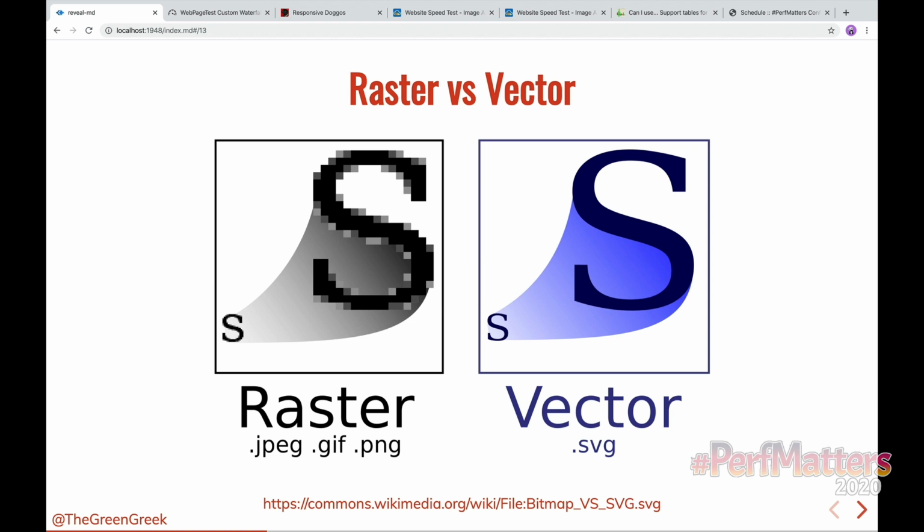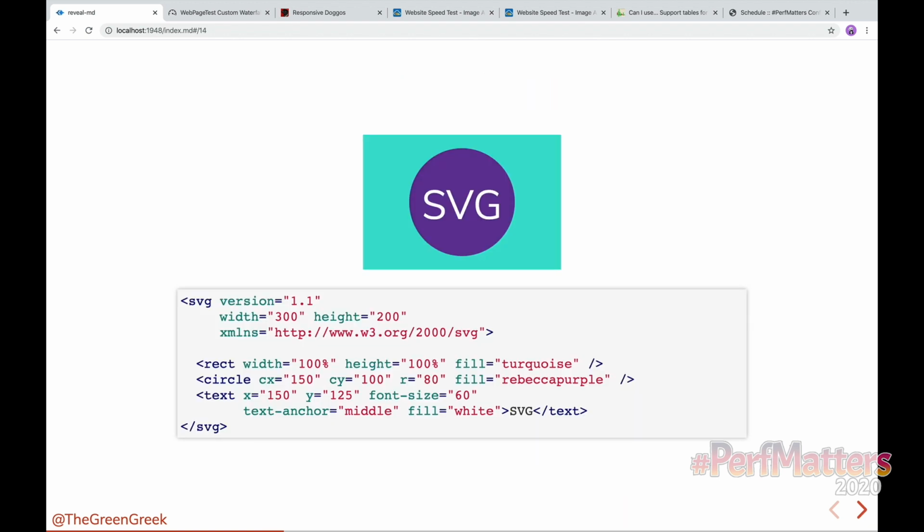Whereas vector images are a set of commands for drawing an image. They can scale infinitely, but it would take a lot to describe a really complex image. So that informs a little bit of our choices.